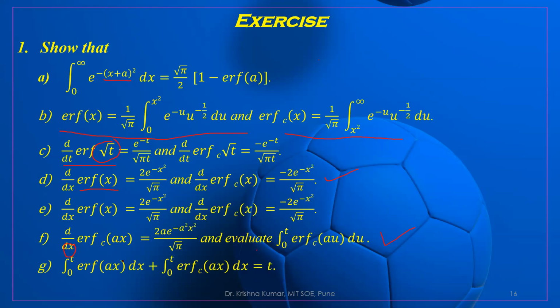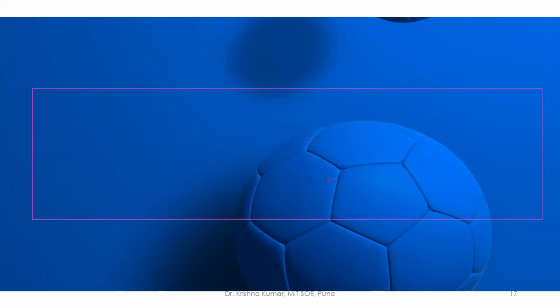So this is also very simple. The error function of ax and complementary error function of ax add up to 1. And integration of 1 is t. We can also get the answer. Okay, so this is regarding the error function.